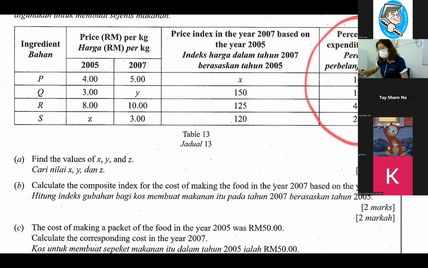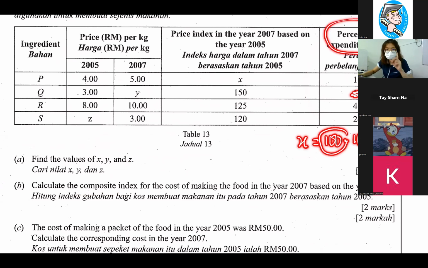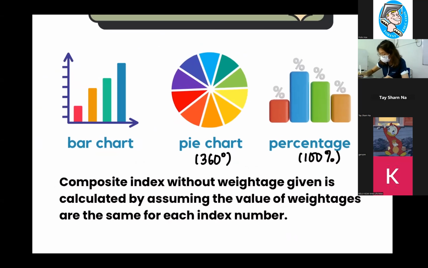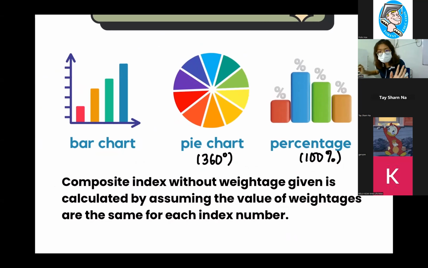Total percentage is always equals to 100. Sometimes the unknown will be somewhere here. Maybe they don't write 12, they write x. Find the value of x. Then you will write x is equals to 100 minus 16 minus 48 minus 24. Why 100? Because total percentage is 100%. Okay, 记得这一个哈 percentage expenditure 哈 here. Percentage total 100%.